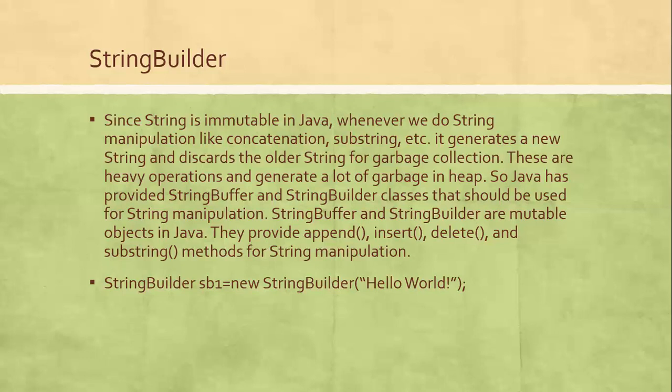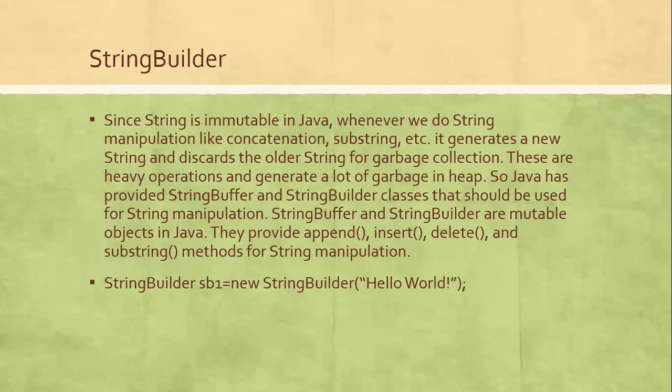So Java has provided StringBuffer and StringBuilder classes that should be used for string manipulation. In order to avoid those heavy garbage collection operations, we can make use of StringBuffer and StringBuilder. Why? Because StringBuffer and StringBuilder are mutable objects in Java. So using the StringBuffer class and StringBuilder class, you can create mutable string objects. You can expand them in size, you can shrink them in size, unlike the String class. They provide append, insert, delete, and substring methods for string manipulation.